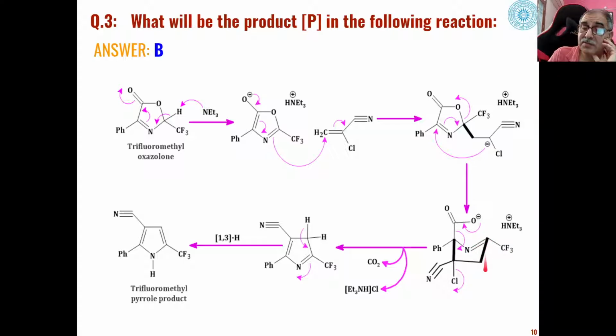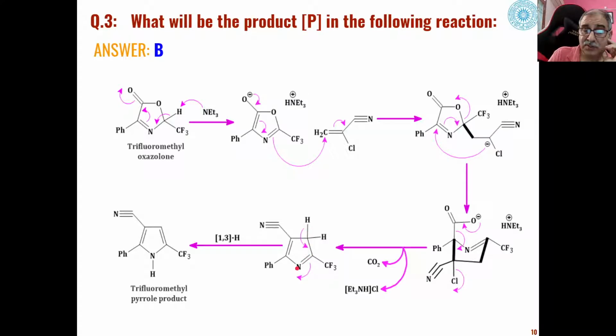Then this will undergo dechlorination and decarboxylation. So a molecule of carbon dioxide will be removed, and this chlorine will be taken up by triethylamine hydride. So triethyl ammonium chloride will be formed, and a molecule of carbon dioxide will be generated to give us these types of dihydropyrrole derivatives, which will undergo 1,3 hydride shift.